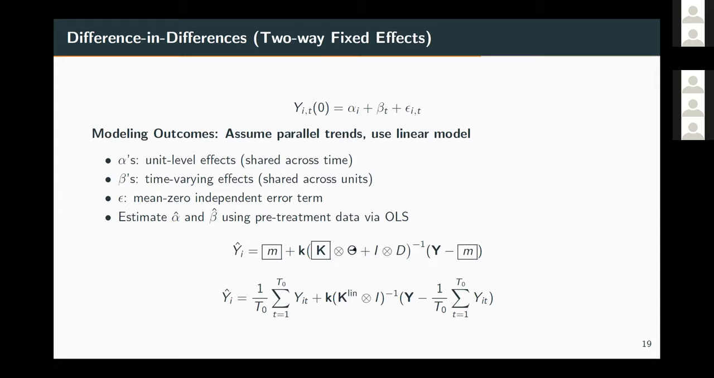But starting with our predictive equation for the counterfactual Y, if you set the M model, the time series model, to be just the mean of the previously observed pre-treatment outcomes for that unit, and then set K to be linear, and basically ignore this cross-task term by setting it to be identity, and ignore the regularization by setting D to be zero, then you see that this term on the bottom corresponds very nicely to this term on the top, where this is our unit fixed effect, this is our temporal effect, and this is a centered version of the outcome, which corresponds to the zero mean errors.